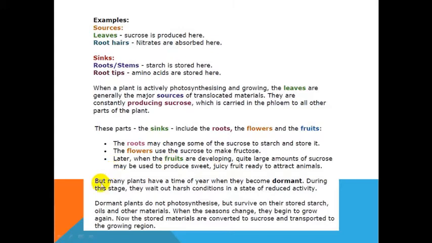Many plants have a time of year where they become dormant. During this stage, they wait out harsh conditions in a state of reduced activity. Dormant plants do not perform photosynthesis, but they are able to survive because of the stored starch, oils, and other minerals found in their parts. When the seasons change, they begin to grow again. Now the stored materials are converted to sucrose and transported to the growing region.